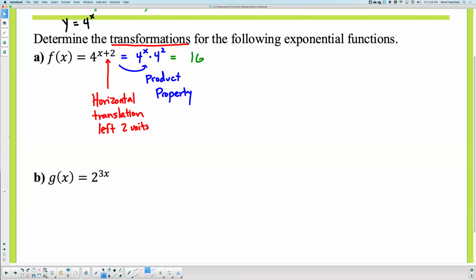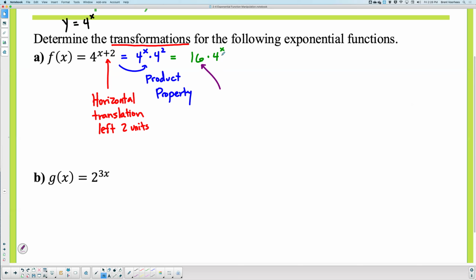16. So here's how we're going to write the final version of this equation: 16 times 4 to the power of x. 16 has become the initial value. 4 is your base. Power is x. To finish it up, let's identify this transformation, so again, we're going to compare this to that.